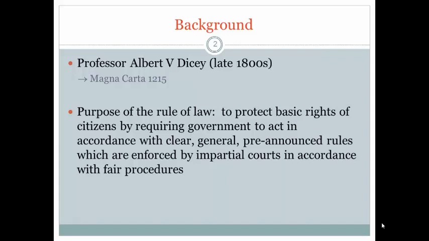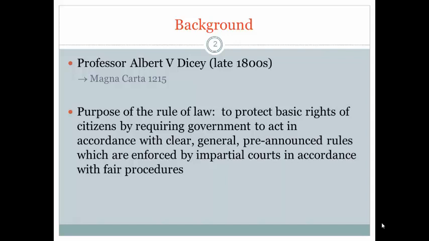But if you have to try and define a purpose of the rule of law, we can say that the idea of the rule of law as a concept is to protect the basic rights of citizens through requiring the government to act in accordance with clear, general, pre-announced rules that are enforced by impartial courts in accordance with fair procedures. So what do we have here?